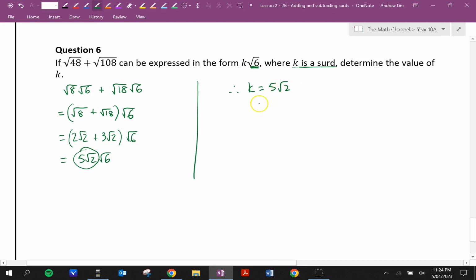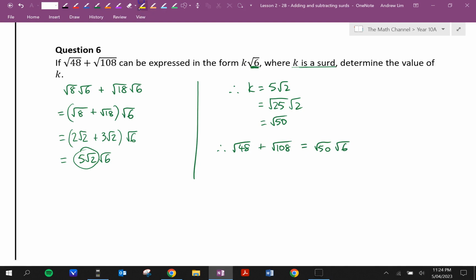If we want to express that as a surd, we need to square that 5 to give us 25. So 5 is the square root of 25 times root 2, which is root 50. We can just multiply them together. So root 48 plus root 108 is equal to root 50 times root 6, because the coefficient of root 6 is root 50. 5 root 2 is root 50.